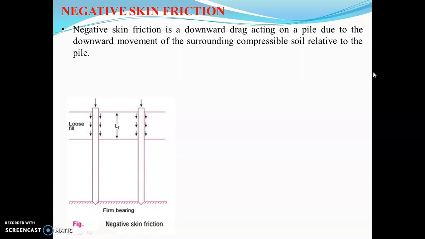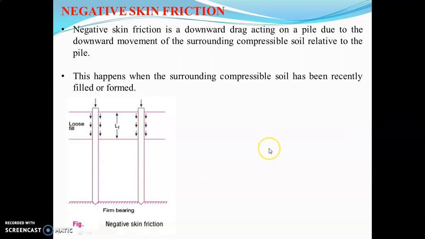Negative skin friction is a downward drag acting on a pile due to the downward movement of the surrounding compressible soil relative to the pile. So it is nothing but the downward drag acting on a pile due to the downward movement of the surrounding compressible soil relative to the pile.